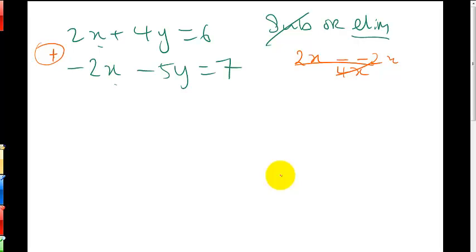Any questions? Here we go. 4 plus minus 5. Again, you put it in your calculator, it's going to give you minus 1. And then divide by negative, right? Yeah. There's your y.